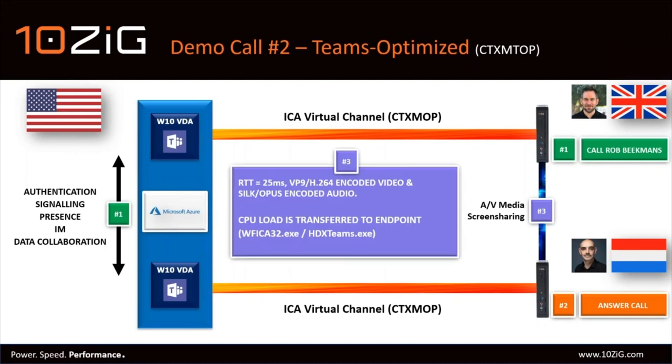So the result of this is firstly, massively reduced latency. So we've gone down from over 200 milliseconds to 25 milliseconds, and our audio and video is now being encoded and decoded directly on the endpoints. So the result of that is that audio and video delay is reduced, and our audio and video quality improves due to the fact that we're not compressing and decompressing multiple times and using native Teams codecs. And finally, the bulk of the load, as we'll see, is going to be shifted from the VDA to the endpoint, and network traffic between the endpoint and VDA will also be reduced significantly.